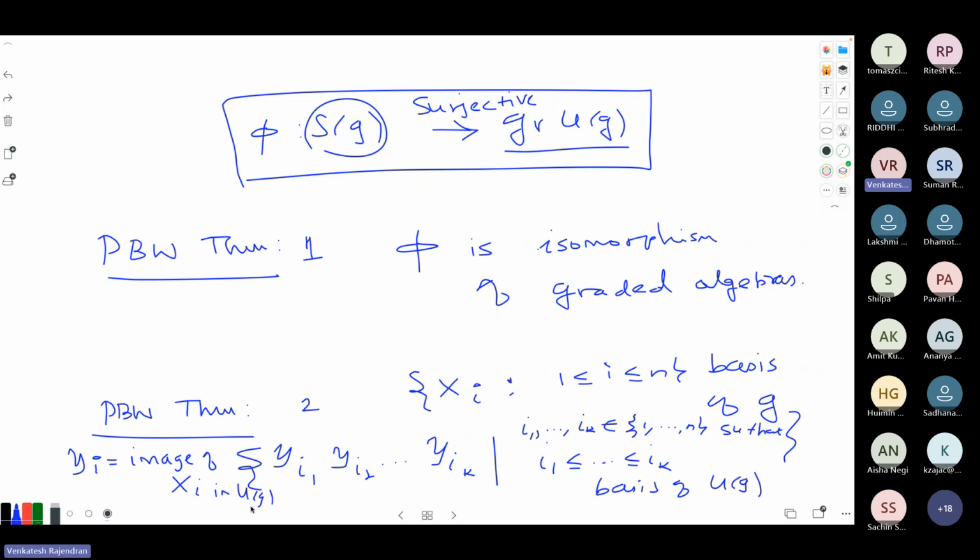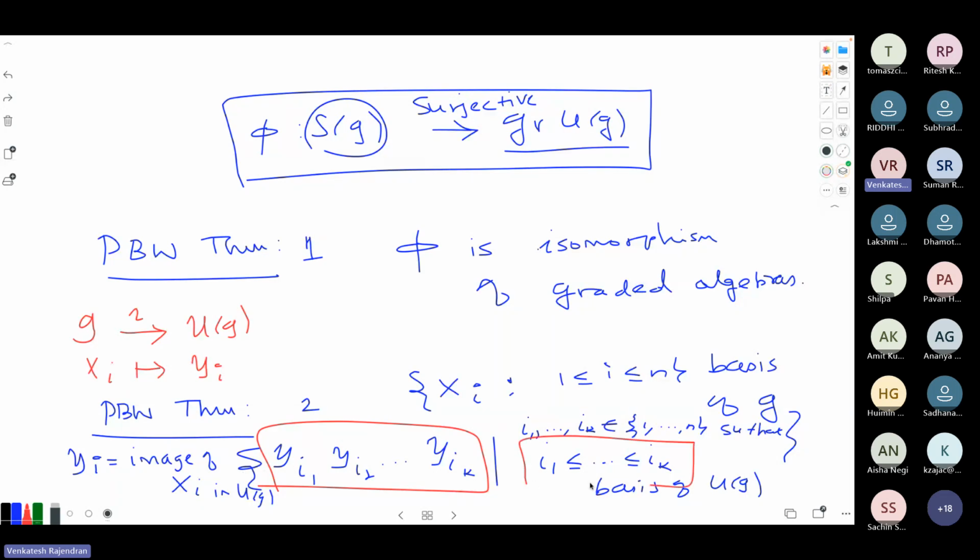So we have this map G to UG, which we denoted by iota. If you take Xi and look at its image, you call it Yi. It's clear that Yi will generate UG, because the image of G generates TG, and UG is just a surjective quotient of TG. If you consider all possible words formed from these Yi's, always written in increasing order, then this will form a basis of UG, because that is what is embedded in this isomorphism.